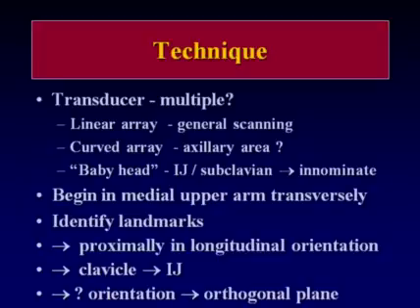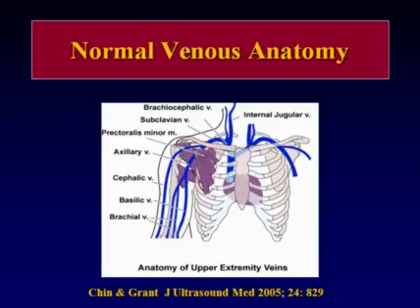Again, if there's a question of orientation, turn the transducer into the orthogonal plane, and that will also show you the surrounding, usually the adjacent artery or other veins, and help you with your identification of landmarks. Now, the upper extremity normal venous anatomy is nicely shown in this particular diagram.